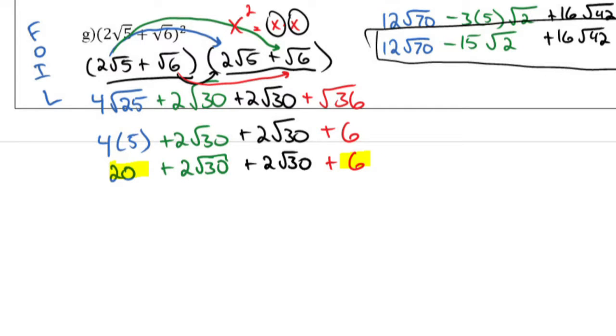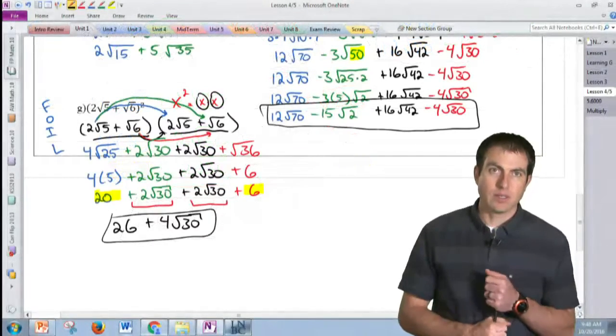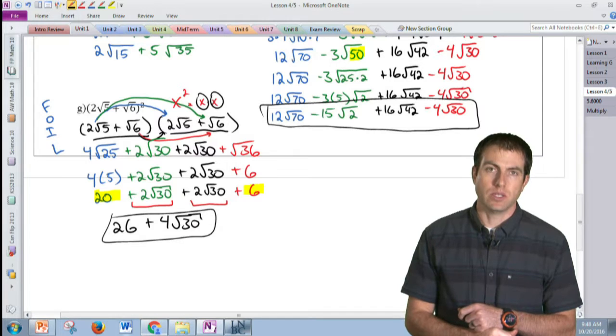And then on the inside here, I have 2 groups of root 30, and then I have another 2 groups of root 30. So the 20 and the 6 together give me 26. And then I have 2 groups of root 30, another 2 is 4 times the square root of 30. And that is as simple as I can make that. I can't pull out any other perfect squares. I can't really do much else there. All right, so that's multiplying radicals with the distributive property.